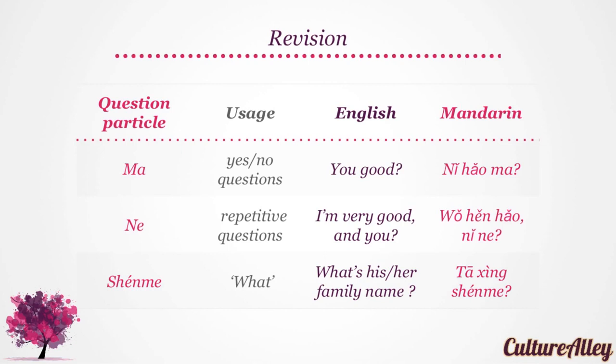The second question particle 呢 is used to frame repetitive questions. For example, I'm very good, and you? Becomes 我很好, 你呢? And finally, 什么 is used to frame questions that have what as an interrogative in them. For example, what's his or her family name, is translated as 他姓什么. Great! Now we can distinguish between the three types of question particles we've learned till now.